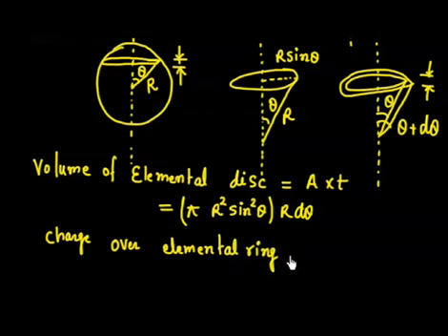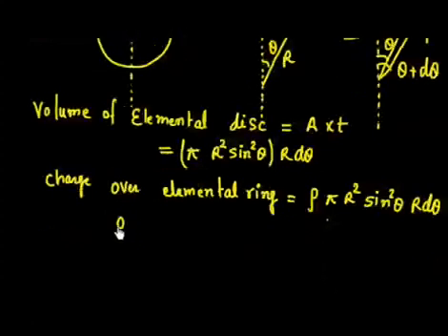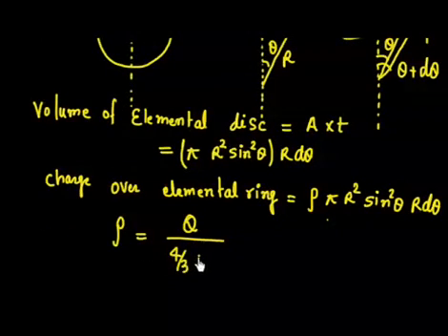So what will be the charge? This is the volume multiplied by rho. Let us say rho is the volume charge density. So I have to multiply rho into pi r square sine square theta, and this is r d theta. What is rho? Rho is basically the volume charge density. Total charge is Q, and the volume is 4 by 3 pi R cubed, capital R cubed.